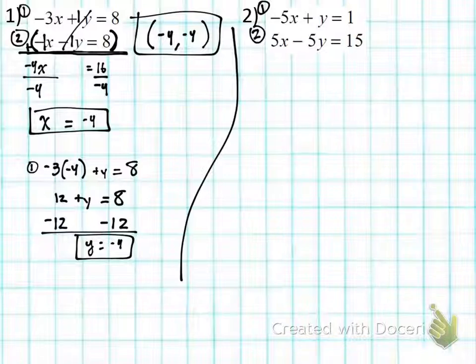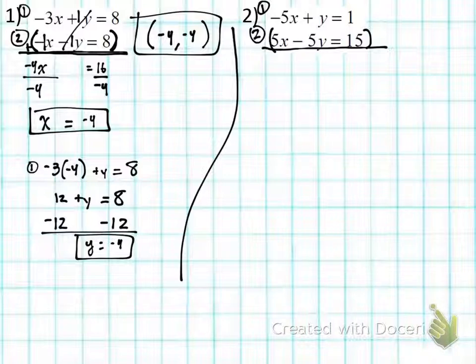5x minus 5y is equal to 15. I'm going to draw parentheses. Then I'm going to pick the variable I want to eliminate. The x's, they're lined up. We have negative 5x and 5x. Can I eliminate the x's here? Yeah. What operation can I use?